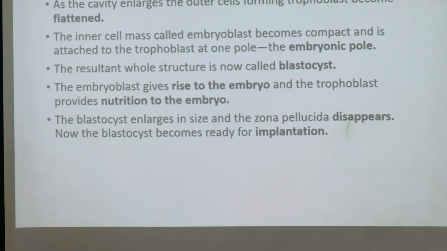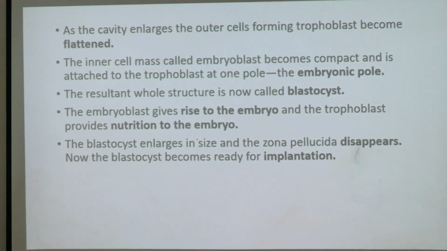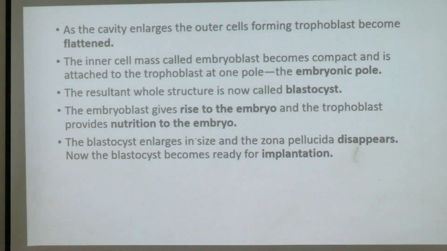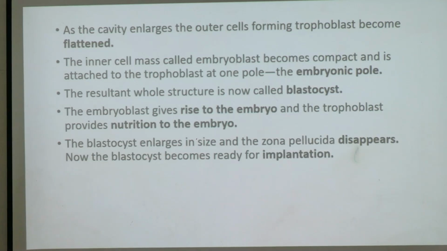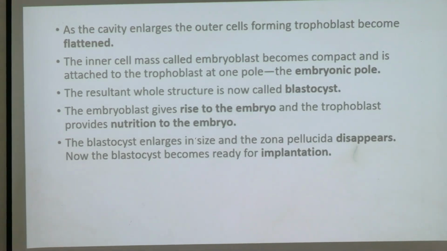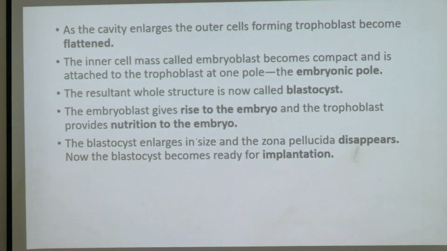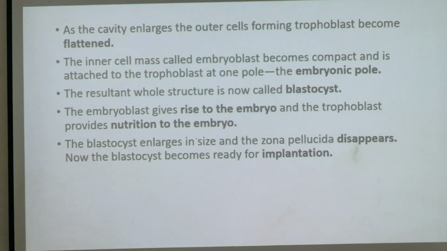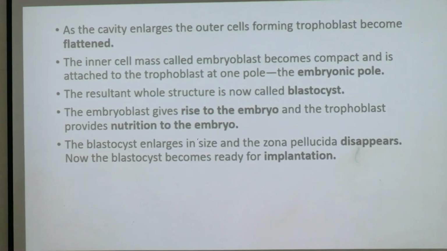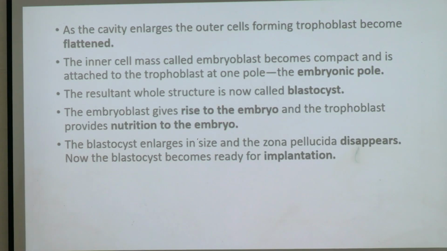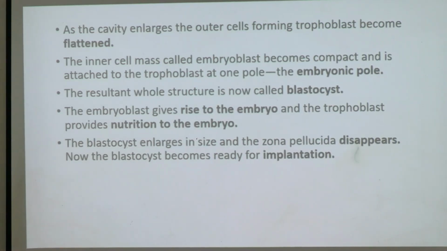Next, trophoblast at one pole, the embryonic pole. The resultant whole structure is now called blastocyst. The embryoblast gives rise to the embryo, and the trophoblast provides nutrition to the embryo. The blastocyst enlarges in size, and the zona pellucida disappeared. Now the blastocyst becomes ready to implant.